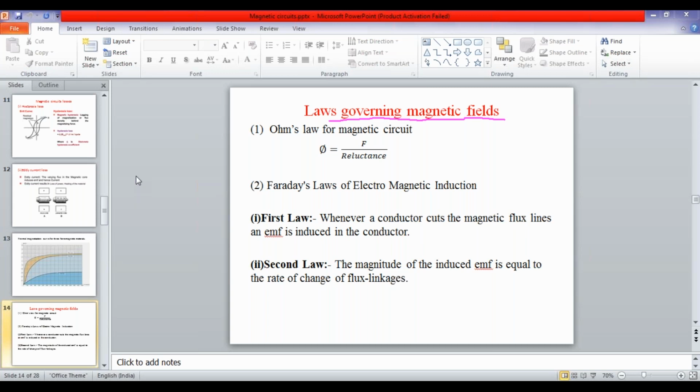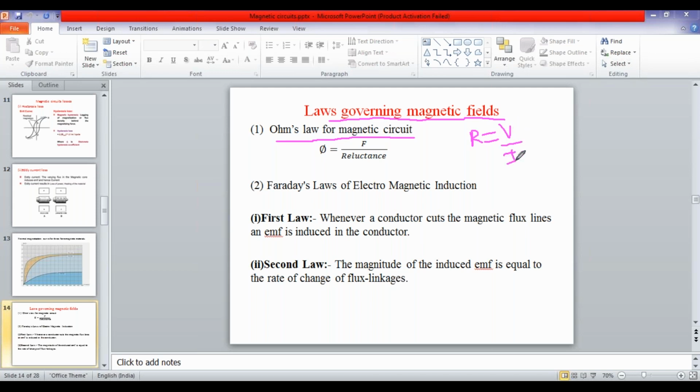Okay, we'll proceed now. So now here, some of the governing laws of the magnetic field are there. For example, Ohm's law is there for the electric fields also. Similarly here, Ohm's law also exists for magnetic circuits. Now in the electric field, the formula of Ohm's law is R equal to V by I.